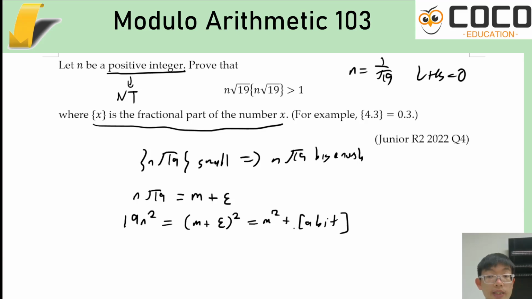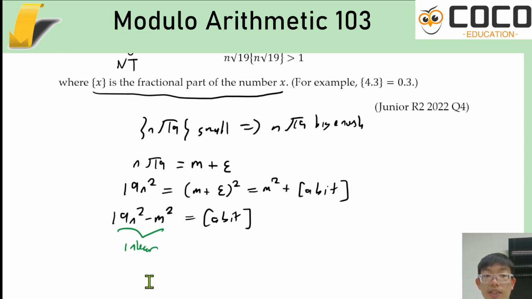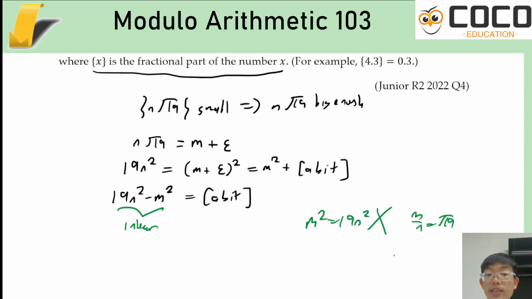Well, if it is m squared plus a bit, that means that I'm asking 19n squared minus m squared, is that a bit here? How small can this be? Well, this is definitely an integer. Now, this cannot be 0, right? Because obviously m squared equals 19n squared doesn't work, because that would mean m over n is square root 19, but we know that square root 19 is irrational. So then I would ask myself, okay, can it be equal to 1?